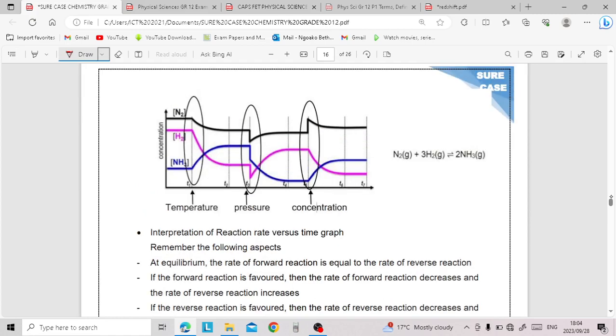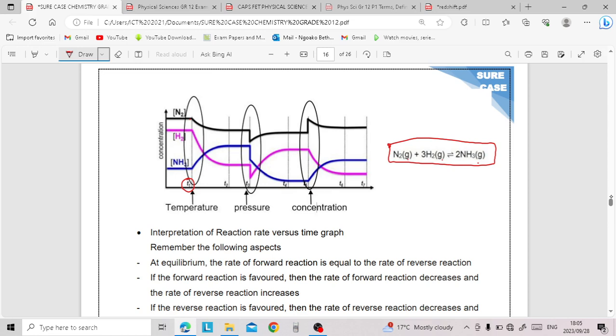Now let's look at that. These are the lines from the equilibrium. Can you see a gas and a gas? So if you have gases, all the factors can affect the equilibrium. The line is horizontal like this, which means from this point up until T1 there was equilibrium. Now our equilibrium will be affected.